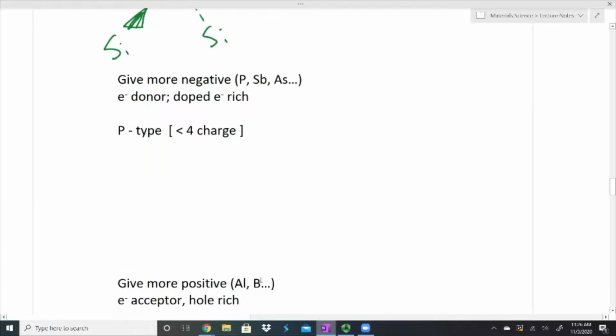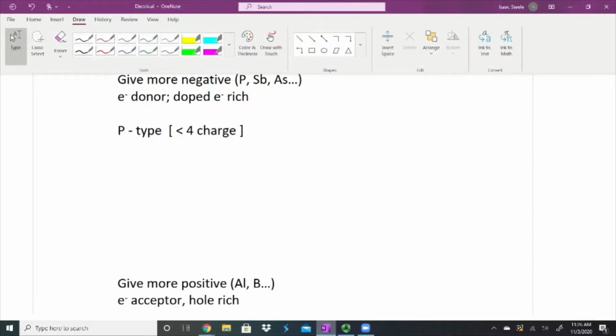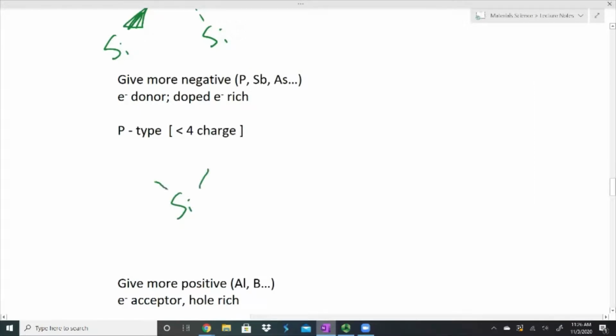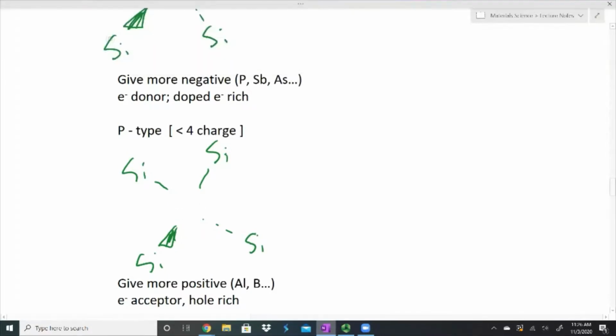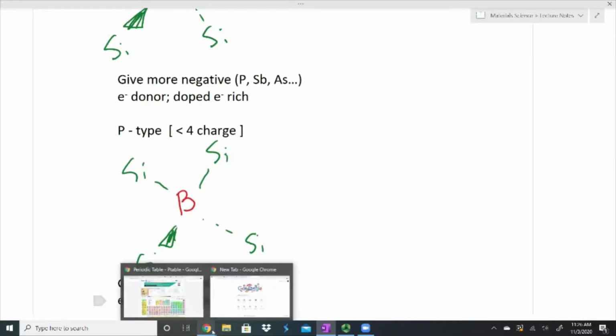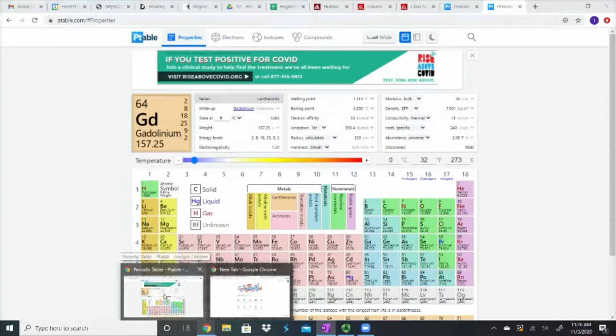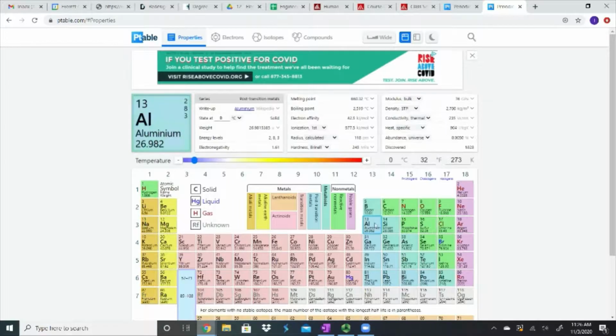We could do the same thing and have a p-type. A p-type would be the exact same thing. I have silicon, but if I remove the middle atom and I add something that only has 3 electrons in it, boron. Boron, again, if we just peek at the periodic table really quick, is just to the left, column 13 here. So there are 3 valence electrons.